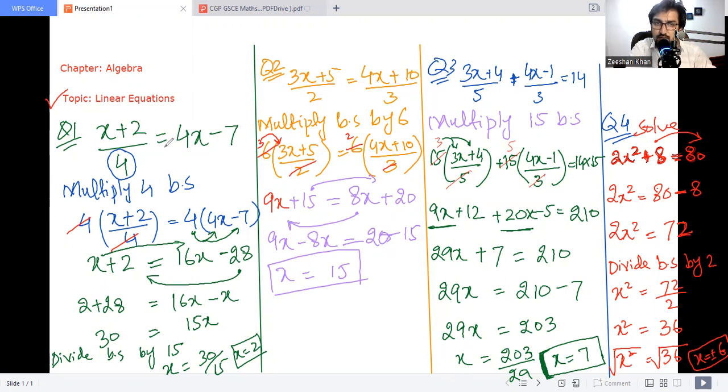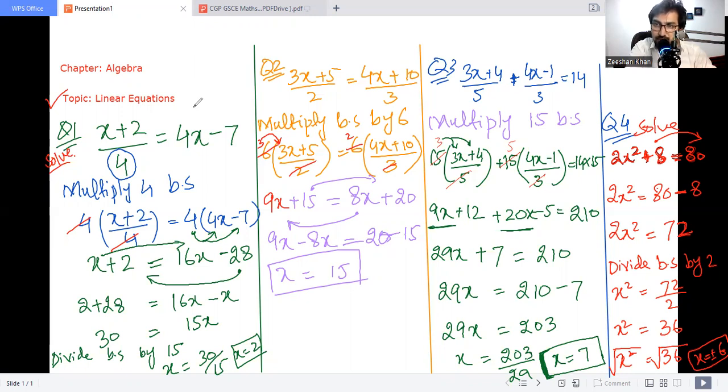minus 7. So the question is: solve. This is the question. Just one word is written, solve it. So actually it means find out the unknown value in the equation. And the unknown value in the equation is x. So we need to find out x. In order to find out x, we need to remove all other numbers to the other side. We need to shift all other things to the other side.